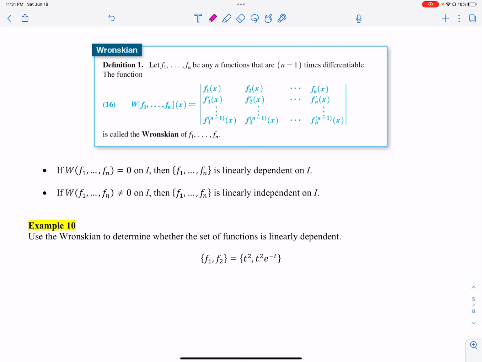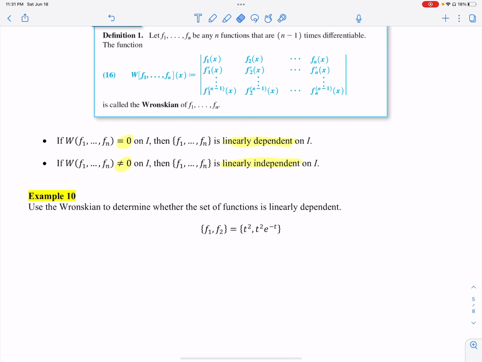So why this is important, and we're not going to get into the theory because it requires linear algebra, but if I can make this Wronskian, and this is something I can work out and get a number, if I get 0, then it is linearly dependent. If I don't get 0, then it is independent. So let's try one of these.